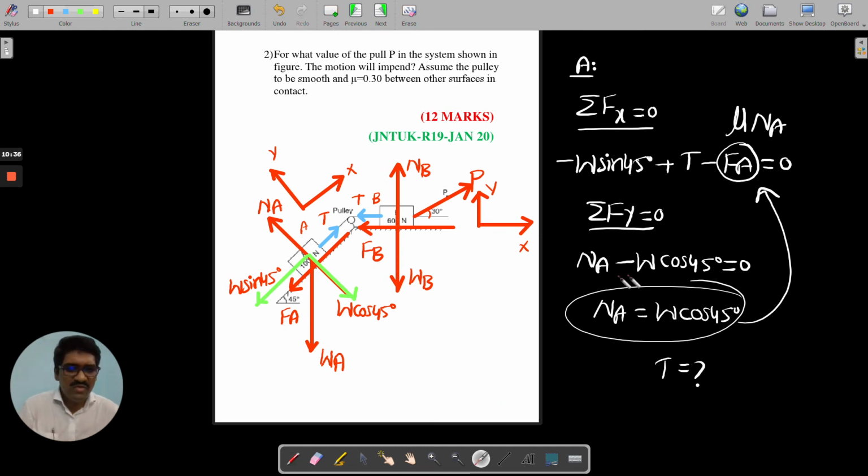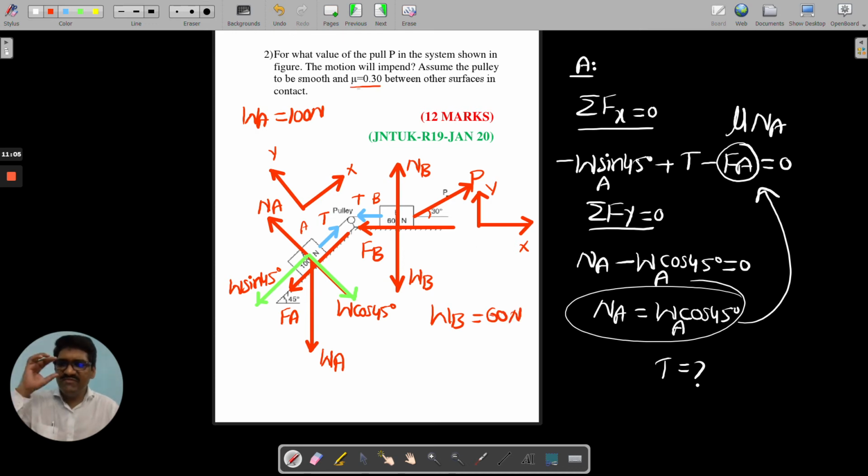Again, I am repeating, all of you. From this equation, I can bring out NA, and this has to become definitely what, weight of the body. Weight of the body is given for you. How much weight of the body? So here I am writing weight of the body A is 100 given. Okay. Next, weight of the body B is 60. Weights will be given for you in the exam. No need to worry. And what is the value of mu, all of you? 0.3 for all the surfaces. Okay. Now substitute WA here. Determine NA. Okay.